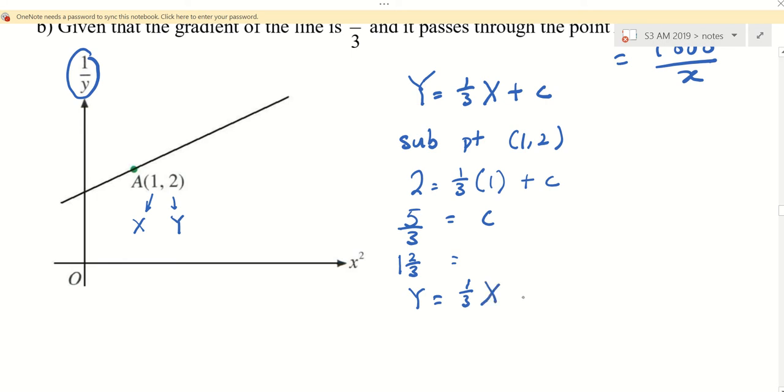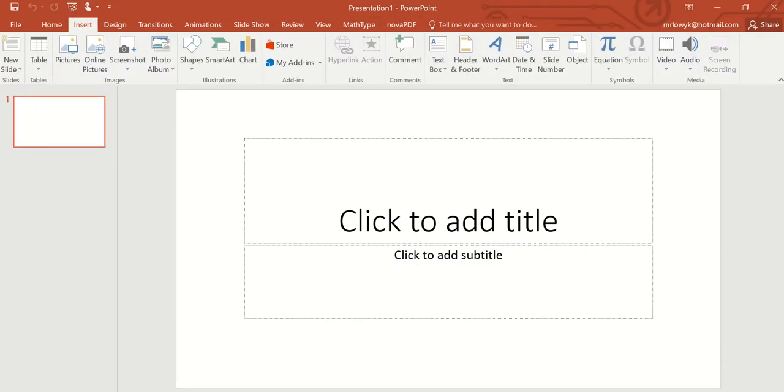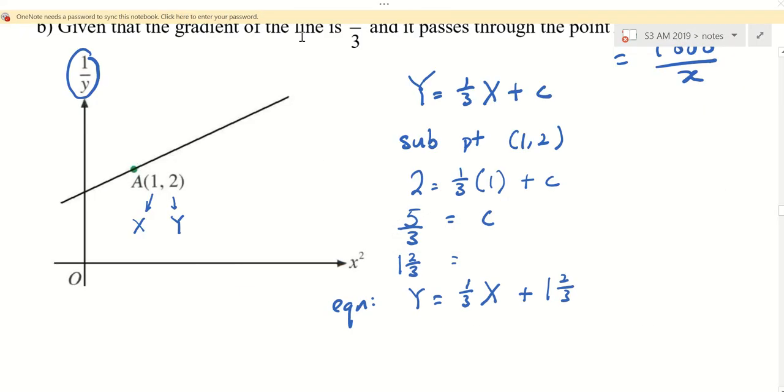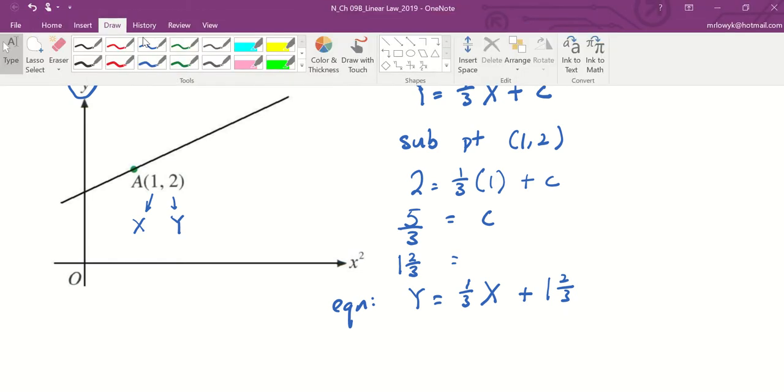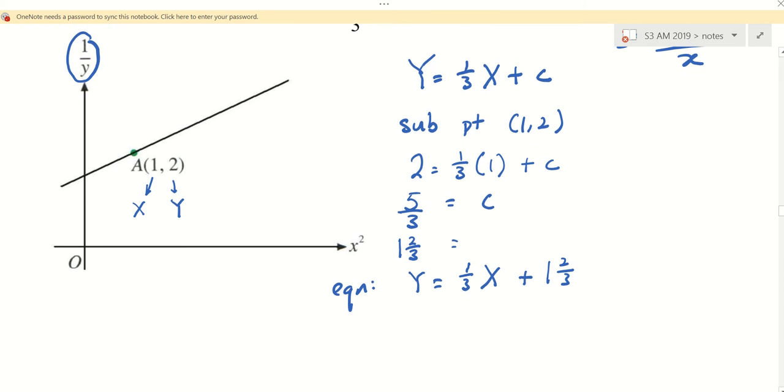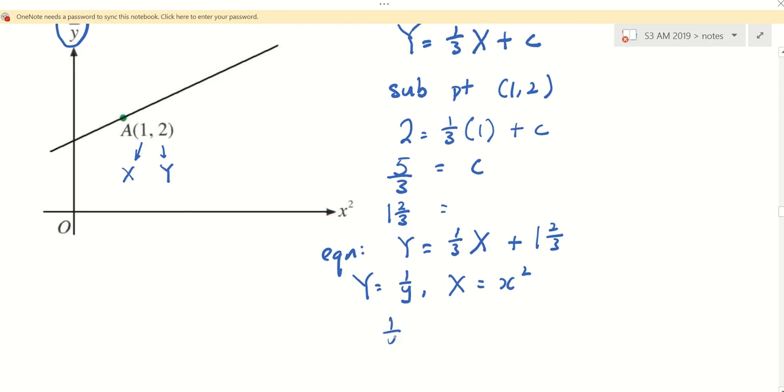Okay, so let me write properly first. So the equation is big Y equals to 1/3 big X plus 1 and 2/3. So now you have to replace the big Y with 1 over Y, replace the big X with X squared, right? So now you write 1 over Y is equals to 1 over 3 X squared plus 1 and 2/3. So after this, what do I do?